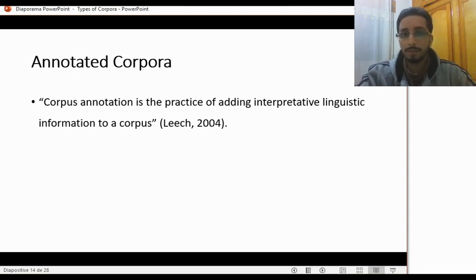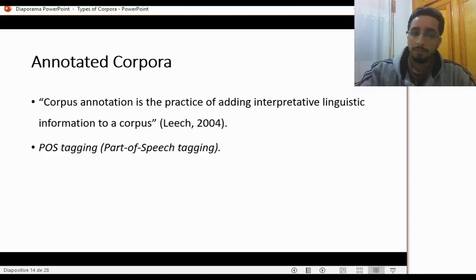Now, the text by itself doesn't contain any interpretive linguistic information. So if you want to make it more informative, you may want to add phonological annotations, that is, information on how certain words and phrases are pronounced. You may add syntactic annotation, semantic annotation, discourse annotation, etc. So you add interpretive linguistic information to the corpus. One of the most famous types of annotation is POS tagging, or part of speech tagging. The interpretive linguistic information in this context is part of speech, so you tag the corpus for part of speech.